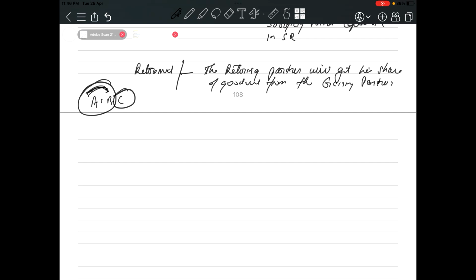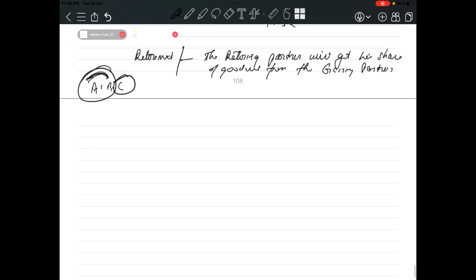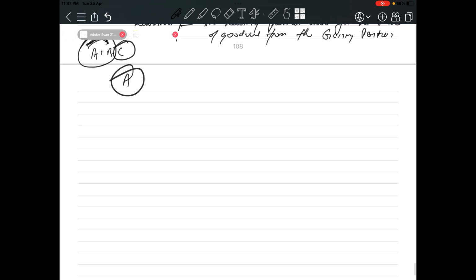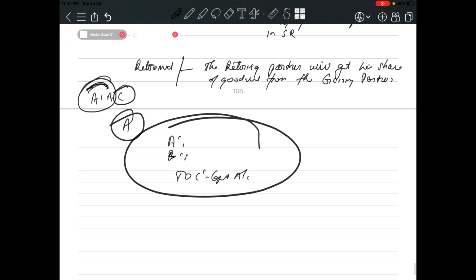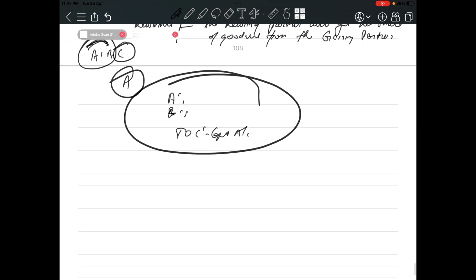Now you cannot say from all partners. Say for example there are three partners and only A is gaining. So only A's account will be debited and C's capital account will be credited. If both are gaining, A and B's capital accounts will be debited and C's capital account credited. So you cannot say that the retiring partner will get a share of goodwill from the old partners. That statement is wrong. You will have to say the gaining partners.